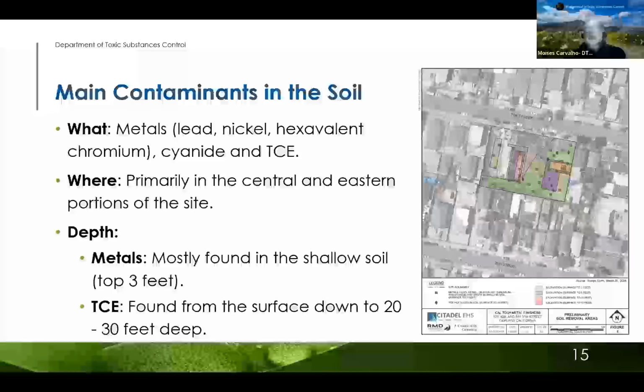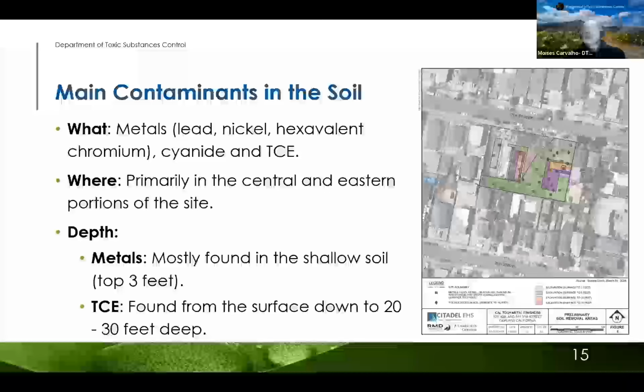The main contaminants in the soil. The main contaminants we found are lead, nickel, hexavalent chromium, and cyanide. Where did we find them? We found them mostly in the central and eastern portions of the site, which aligns with the former plating and chemical storage areas. How deep? This is an important distinction. We found that the metals are mostly concentrated in the shallow soil within the first 3 feet. However, a different type of contaminants, the VOCs, especially the trichloroethylene, or TCE for short, were found much deeper.